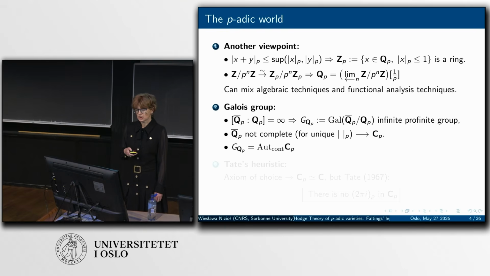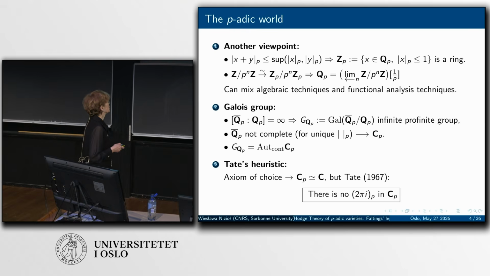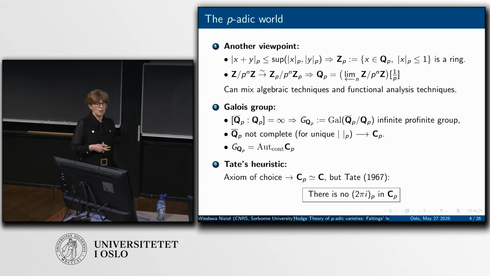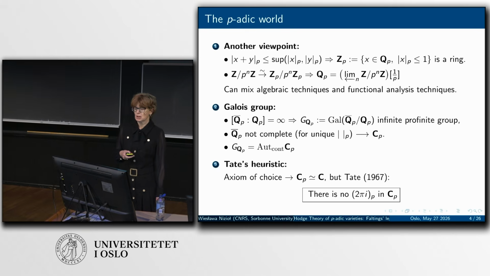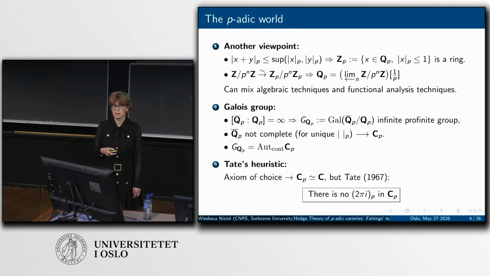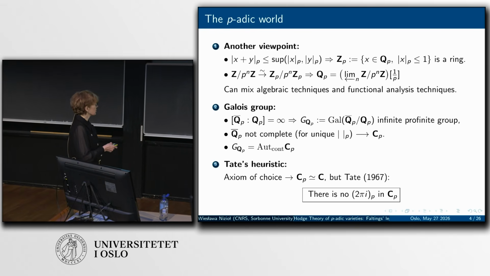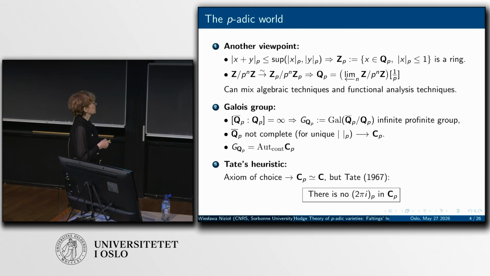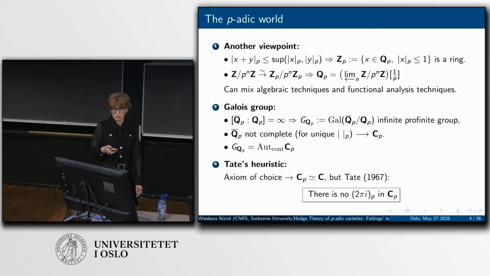Now I want to mention something which goes back to Tate around 1967. Tate's heuristic. So we know that for abstract reasons, C_p and C are isomorphic as fields. However, if we want to think about Hodge theory, the p-adic analog of Hodge theory, we would like to have p-adic analogs of periods. So a typical period is 2 pi i, and the question Tate was asking was, what is the p-adic analog of 2 pi i? In particular, can you find it in C_p? And the answer to this question is negative. So let's take a look why.